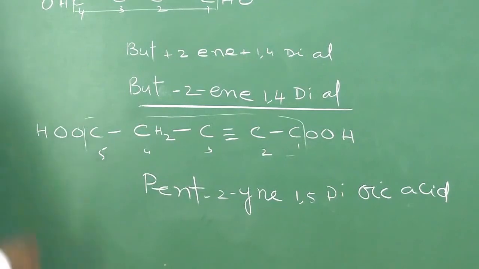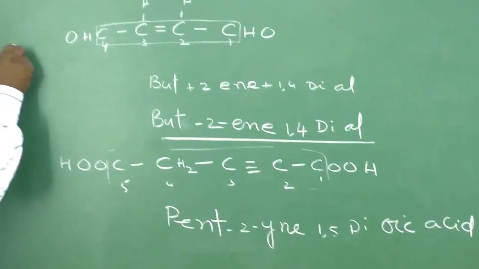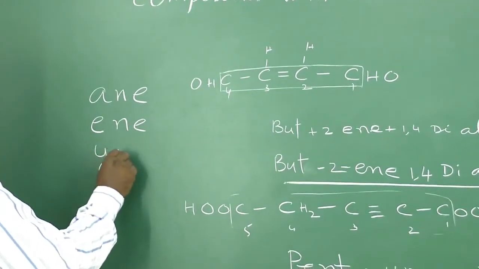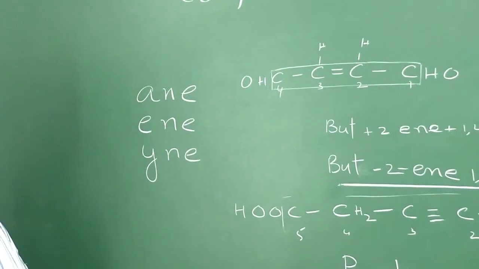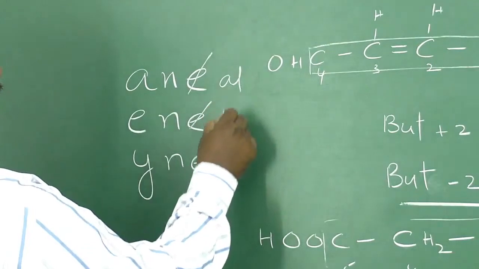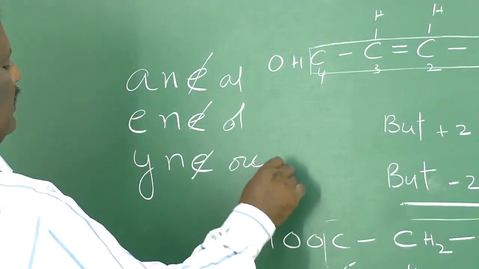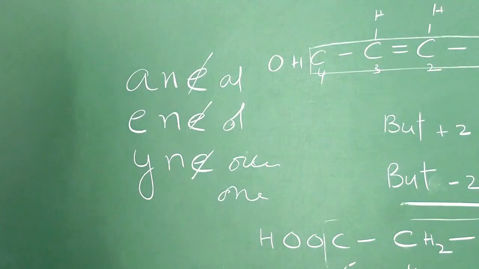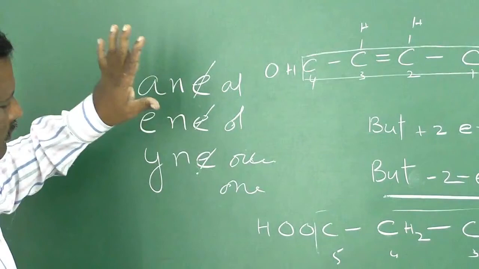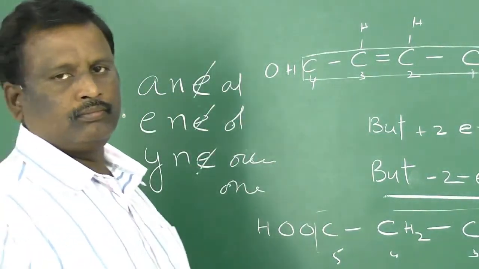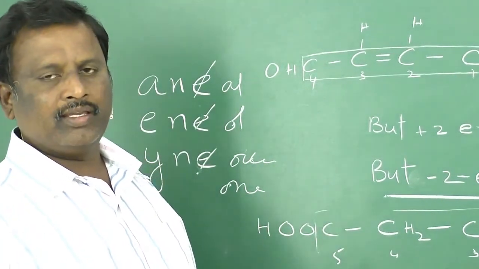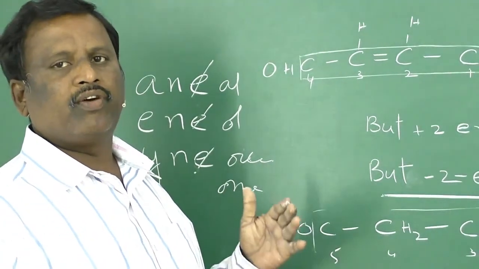you need not replace the E from ENE, ANE or YNE. In normal cases, we will replace this E and add AL, OL or oic acid or ONE, like that. But when similar functional groups are there, you need not replace this, that will be retained like that only. This is the way to name a compound having more than one similar functional group.